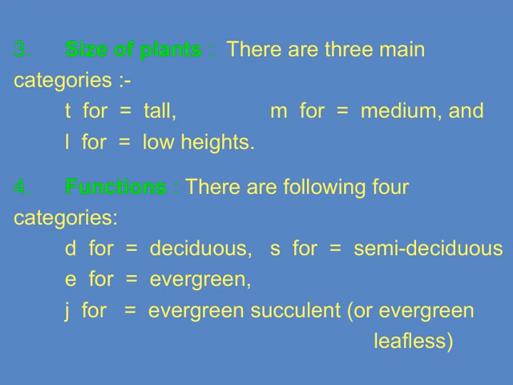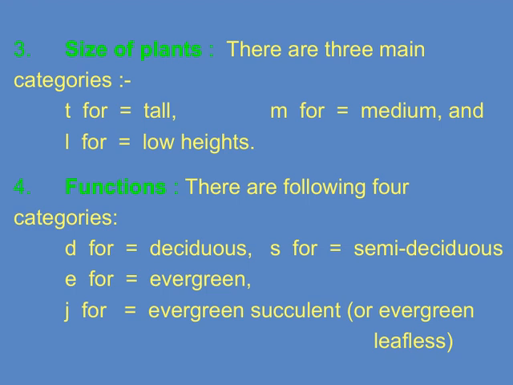Moving on to plant functions, there are 4 key categories to keep in mind. The first is D, which stands for deciduous plants. These plants shed their leaves seasonally, usually in autumn, as a way to conserve water and survive adverse conditions. Then there's S, for semi-deciduous plants. These lose their leaves for shorter periods or less extensively, depending on environmental factors.